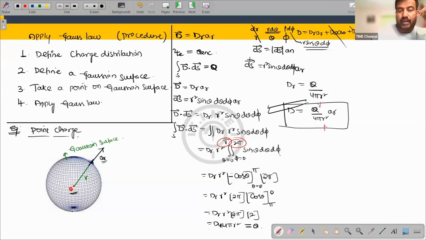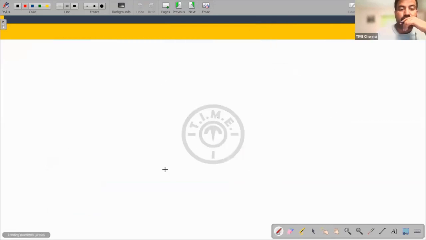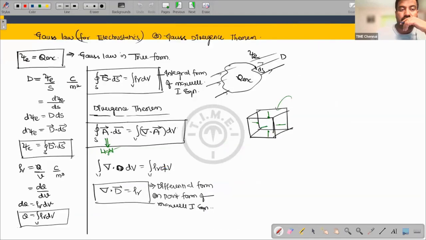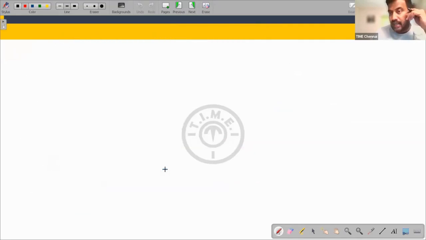So that is how you apply Gauss law. Do some problems on it. So this concludes Gauss law. We'll do some problems related to Gauss law.